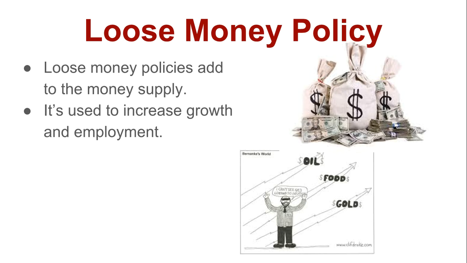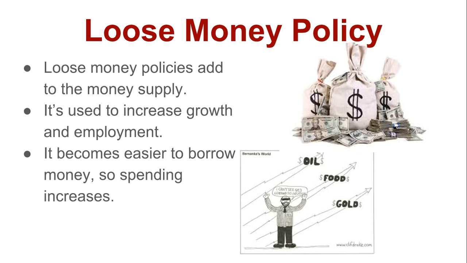Loose monetary policy. It becomes easier to borrow money. This is how the Fed does it. They release this money to the banks, and they tell the banks to loan it out. They tell them to loan at low interest rates. Banks are happy to do so. More money gets into the economy, and spending increases, driving up GDP, providing more jobs. Loose monetary policy. Sounds great, right?